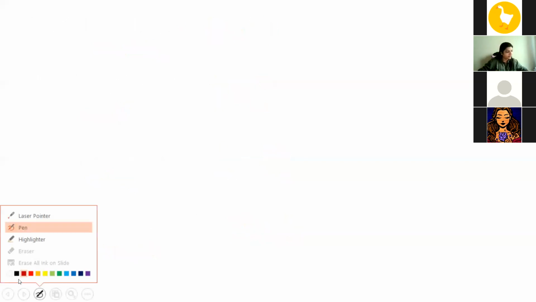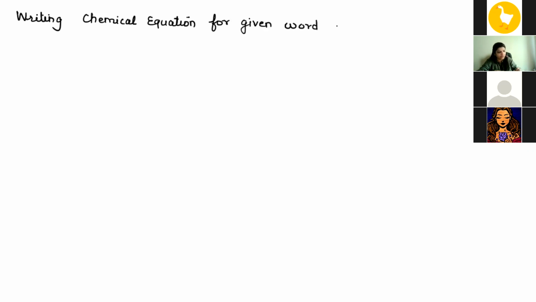So, writing chemical equations for given word equation. Okay, writing chemical equation for given word equation.